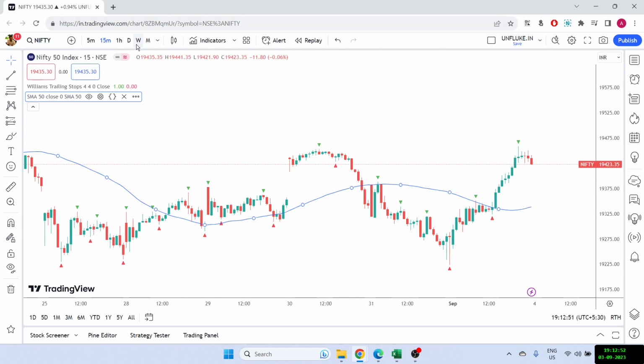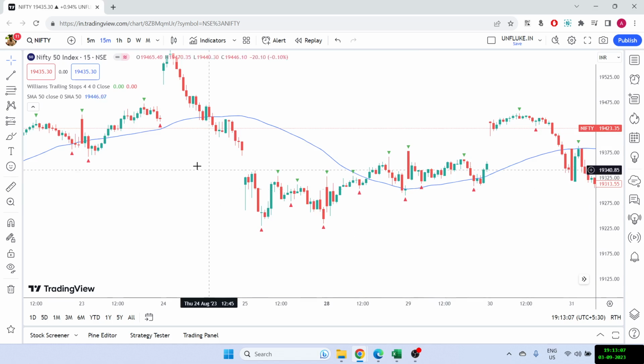Again, it's a time independent strategy. You can use it in any time frame. So essentially, if it is above the 50 moving average, I will go for a buying trade, and if it's below the moving average, I will go for a selling trade. So let's take an example. Let's take a few examples.